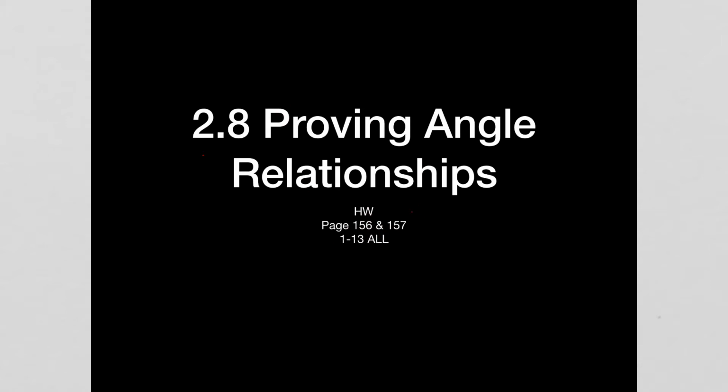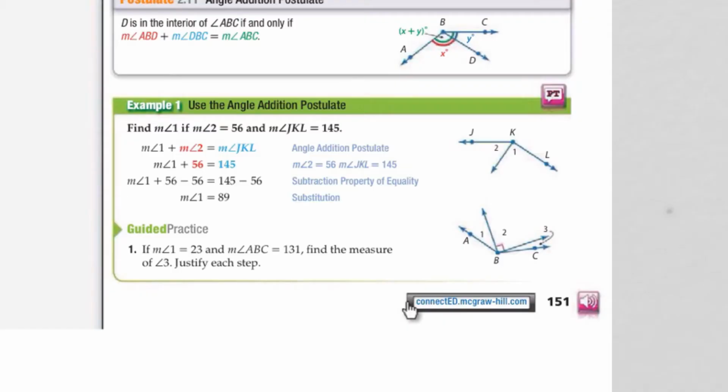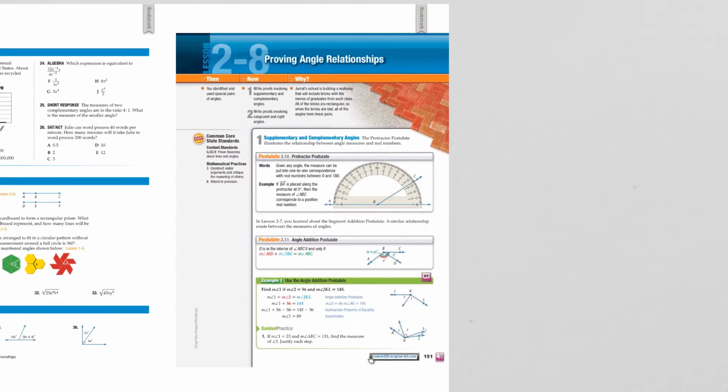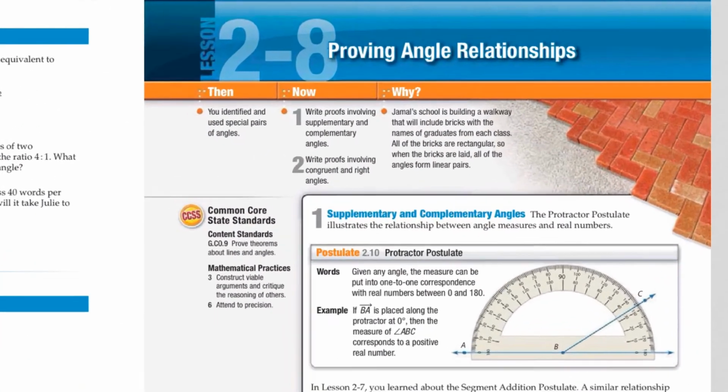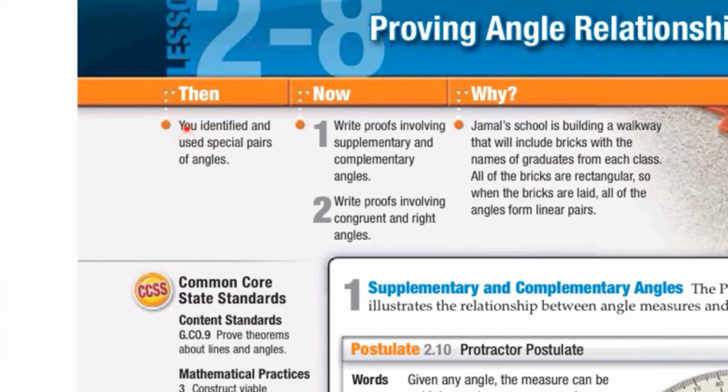Alright, here we go. Right here, 2.8 proving angle relationships. What we did in the past is we identified and used special pairs of angles. We have done that, right? Special pairs of angles. Remember the special ones? The linear pair, vertical angles, right? We talked about all those relationships: adjacent angles, supplementary, complementary, right?